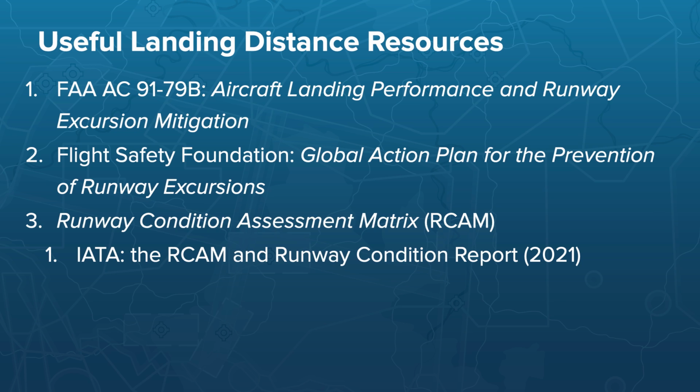Finally, a third resource that I recommend reading is the RCAM, or the Runway Condition Assessment Matrix, which outlines the runway condition codes, also known as RCC or RWYCC. These runway condition codes are typically found in NOTAMs for specific runways when a runway is anything other than dry. They indicate a runway's braking deceleration ability. So for example, an RCC value of 6 corresponds to a dry runway with normal braking deceleration, whereas an RCC value of 1 corresponds to an icy runway with significantly reduced braking deceleration.